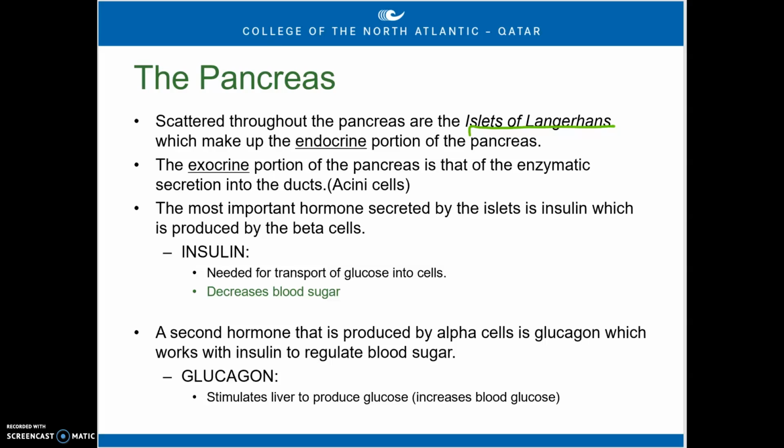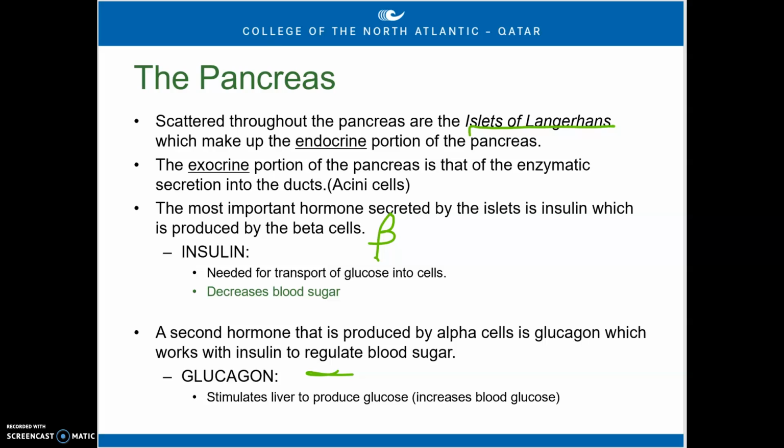but the islets of Langerhans are the ones that produce the endocrine hormones, and that's going to be, like we just spoke about, insulin is going to be produced by the beta cells of the islets of Langerhans, and glucagon is going to be produced by the alpha cells. And then, of course, those hormones are going to work antagonistically. Insulin is going to be there to lower the blood glucose, and glucagon is going to be there to increase the blood glucose levels.